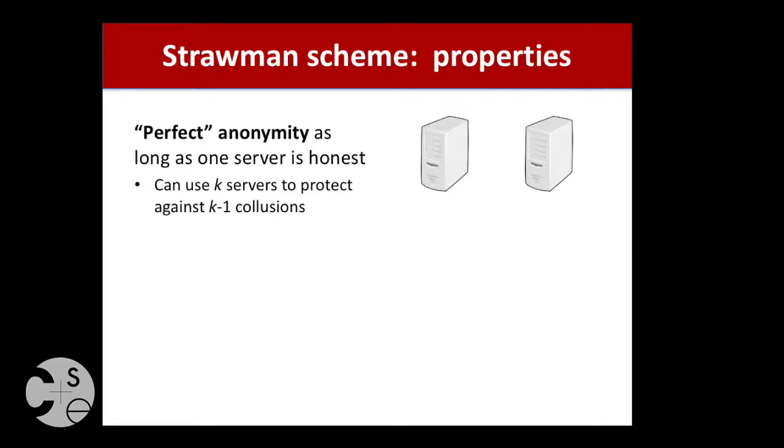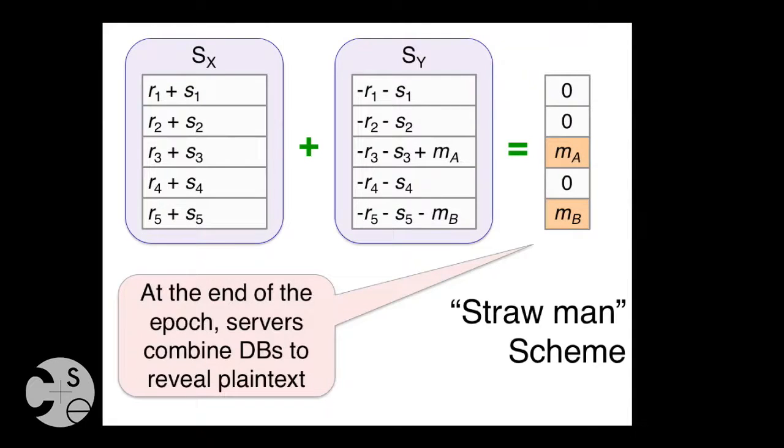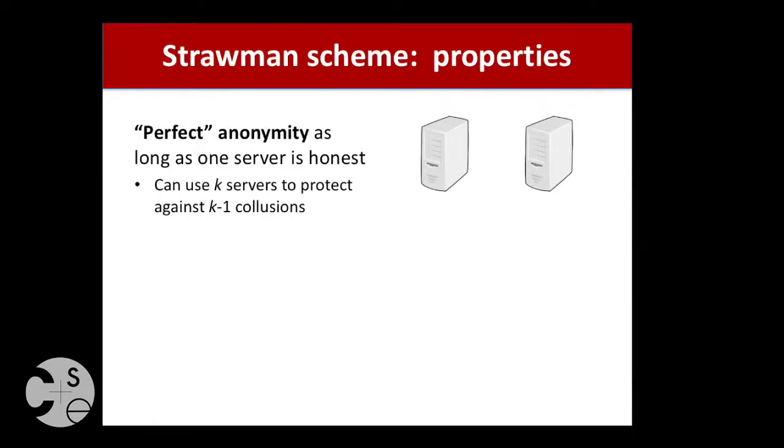So first of all, the scheme has, I'll put it in quotes, perfect anonymity. We define all this in the paper. But in the sense that as long as the servers aren't colluding, as long as one of the servers is honest, really you have no idea who tweeted what, right? You kind of have this privacy that's preserved as long as the servers don't collude.